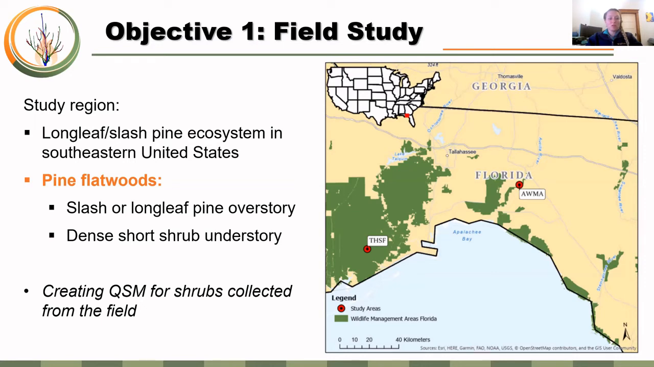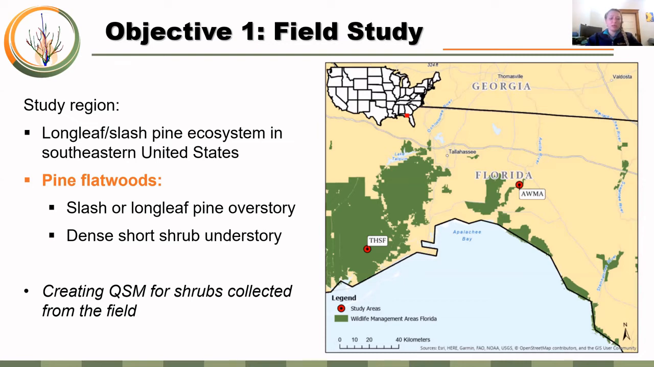For the study, we were interested in understory shrubs in the pine forest ecosystems in southeastern parts of the US. These areas are characterized by low intensity surface fires. They are adapted to fire, and are one of the most diverse plant communities, which have habitat to numerous endemic plant species, as well as wildlife species, such as the red-cockaded woodpecker and the gopher tortoise.